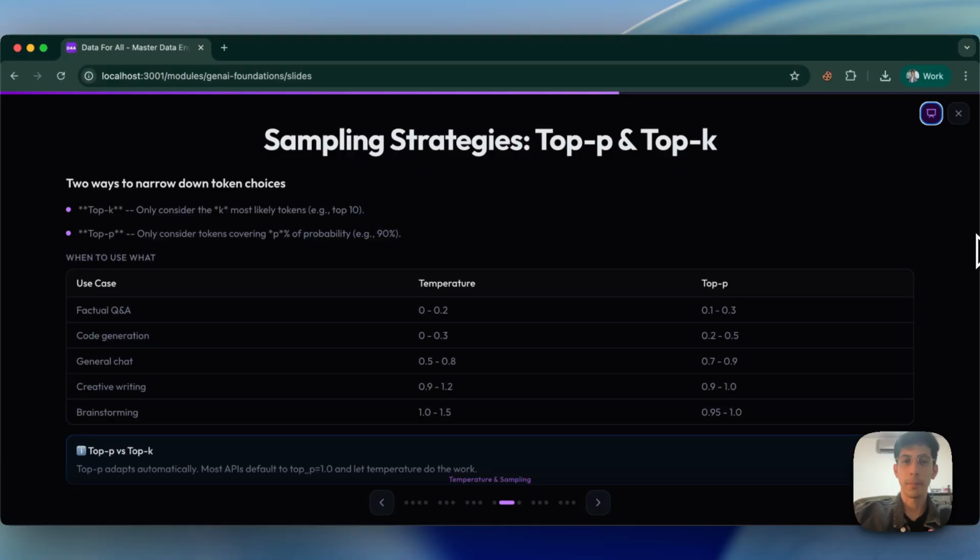Top K is the simpler one. You just say, hey, only consider the K most likely tokens. If K equals 10, the model looks at the top 10 most probable words and ignores everything else. Top P, also called nucleus sampling, is a bit smarter. Instead of a fixed number, you set a probability threshold. If P equals 90%, the model finds the smallest set of tokens whose combined probabilities add up to 90%, and only picks from those. This means sometimes it might consider 5 tokens, sometimes 50, depending on how confident the model is. Check out the table for when to use what.